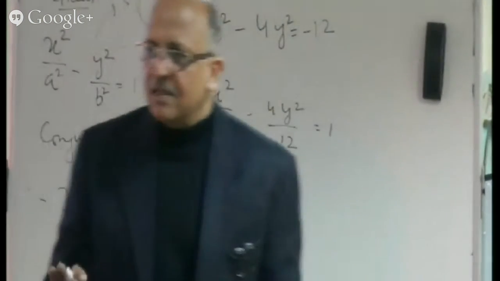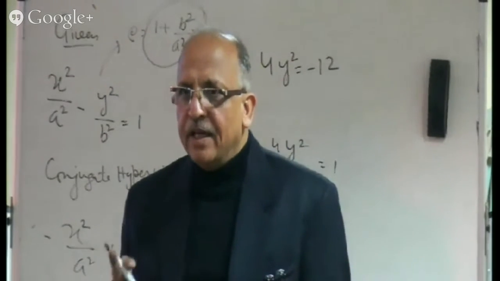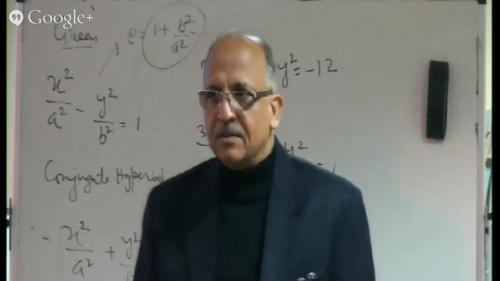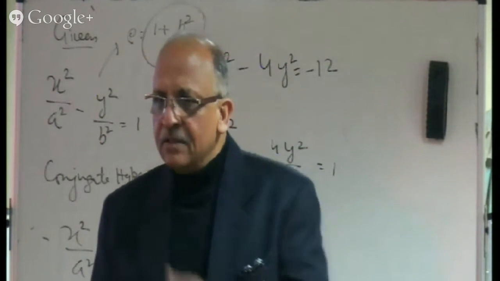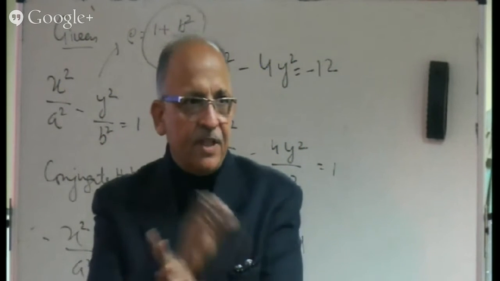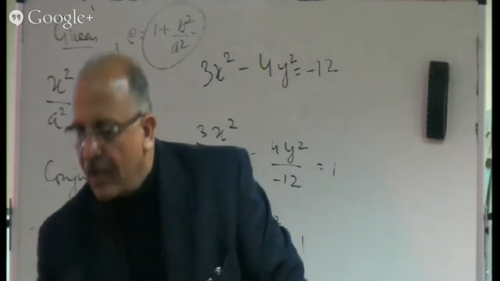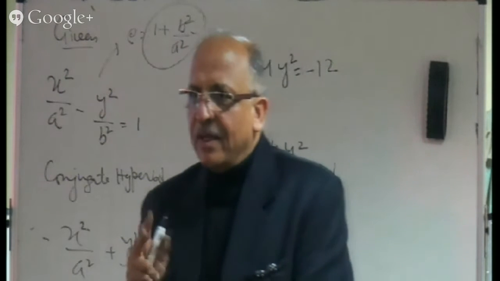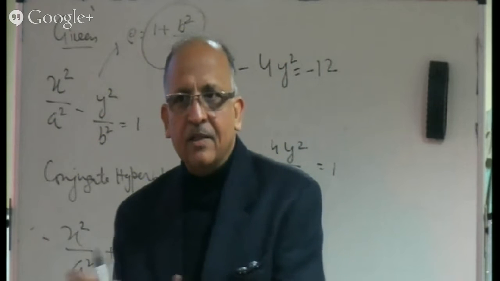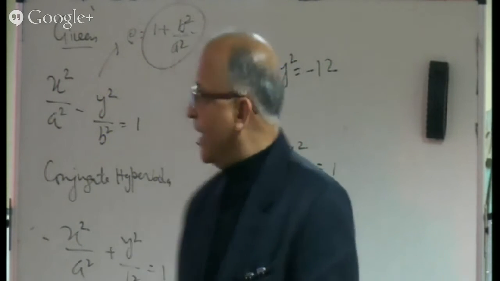And whatever is known to you, for example, A0 is the focus. Here the focus will lie on the y-axis, for the conjugate hyperbola. We'll discuss it in detail in the next class. If you interchange A and B and shift the coordinates, I mean A0 to be replaced by 0B, you will get all the details about a conjugate hyperbola. We'll do it a bit later.